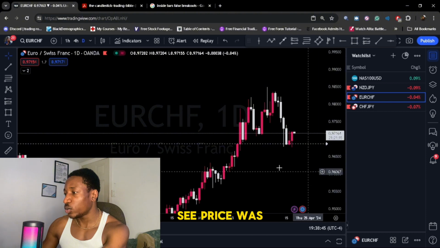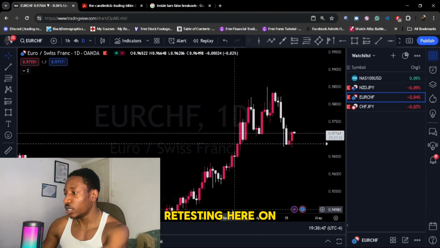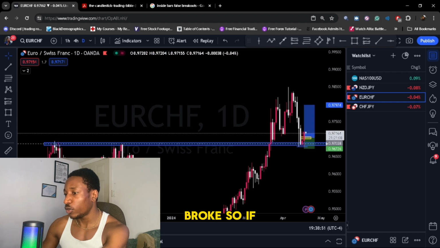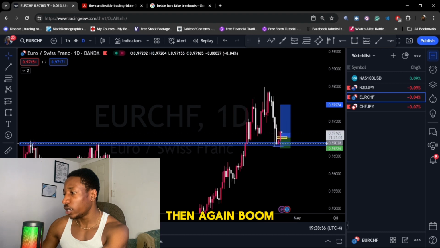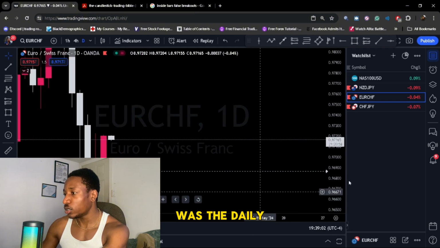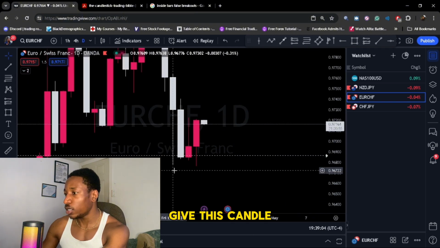as you can see, price was literally breaking and retesting here on this zone that it broke. So if you draw a line, you can see boom, boom, and then again, boom, right? So with that being said, basically what happened here was the daily time frame came, it gave this candle here, this tall candle.